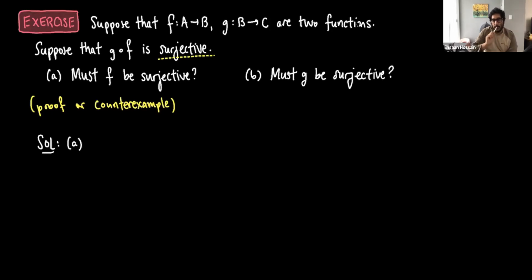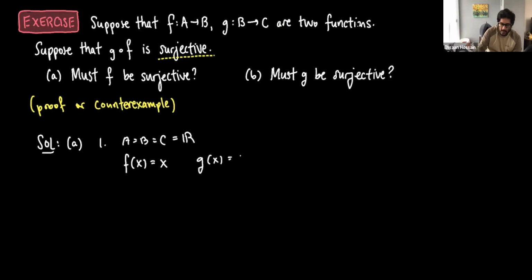If you give an example, okay, let's see. So I have a couple of ideas for examples. One idea is to take f of x. Let's take all my sets, A, B, and C, to be the real numbers. And then you'll take f to be the function from the reals to the reals, that's just x, the identity map. And then take g of x to be x squared.